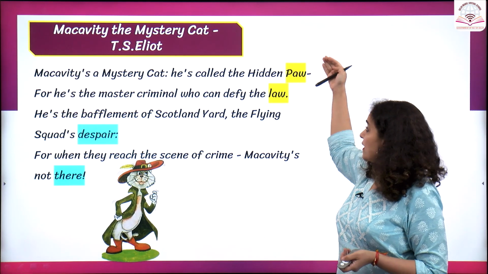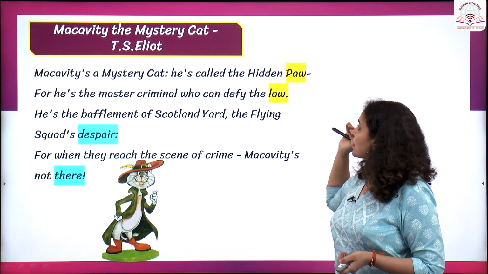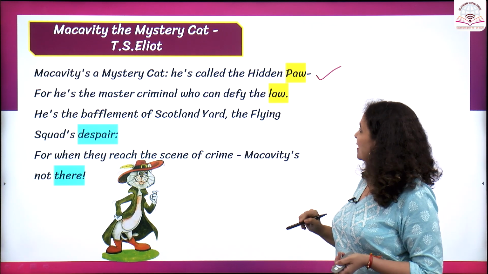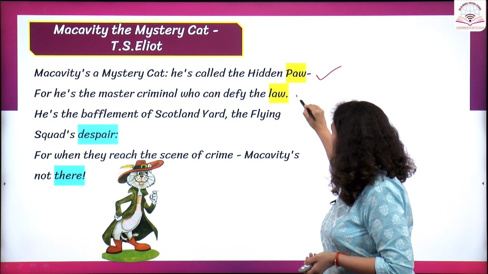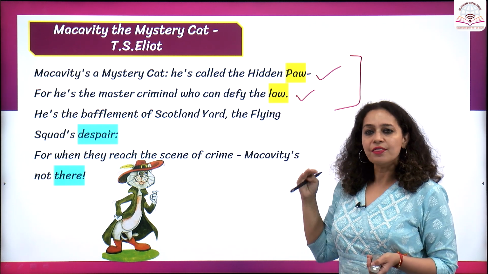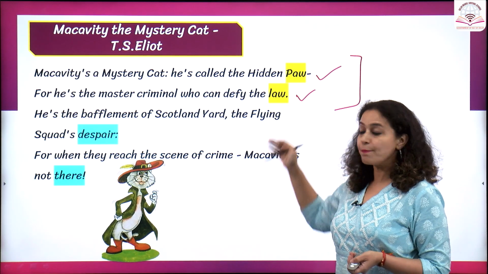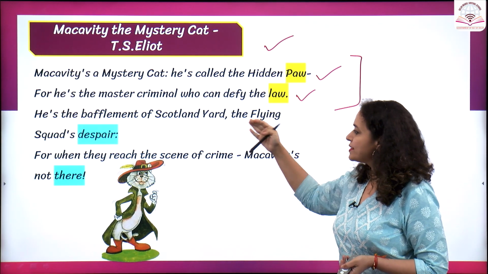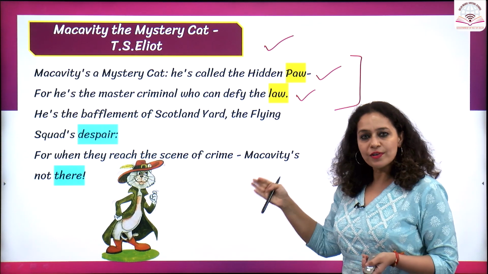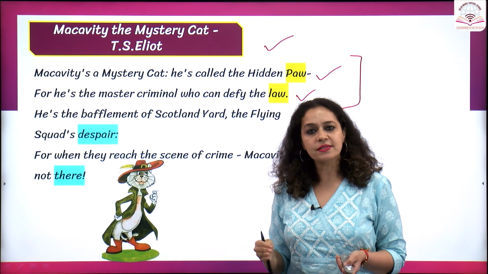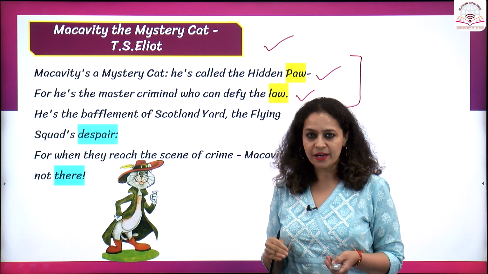So students, if you see the highlighted words, the last word of the first line, paw, rhymes with the last word of the second line, law. And these words occur at the end of the lines. Therefore, this is a perfect example of end rhyme. Second example, we have despair and there. Obviously, these rhyming words occur at the end of the lines. Hence, this is an example of end rhyme.